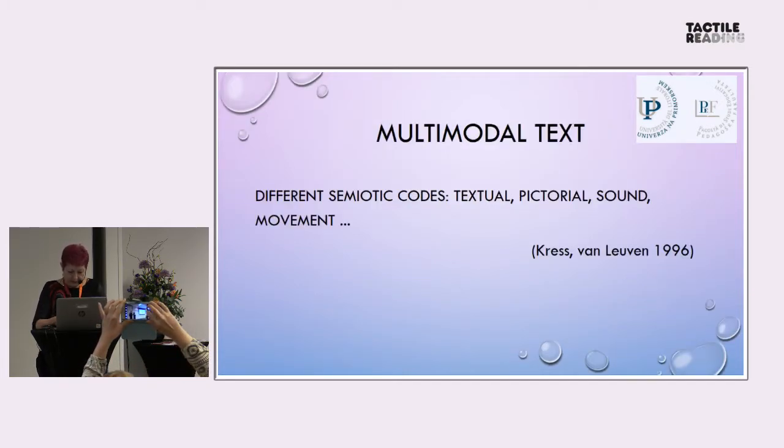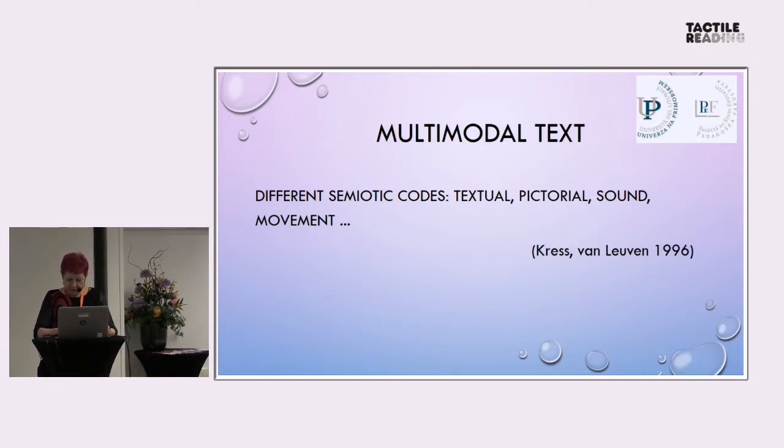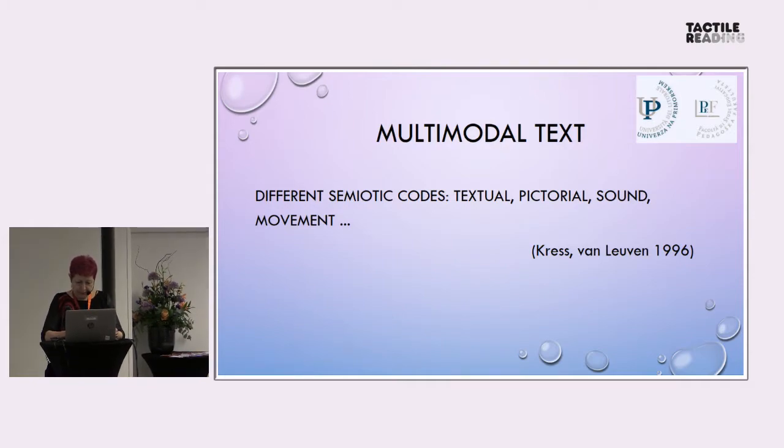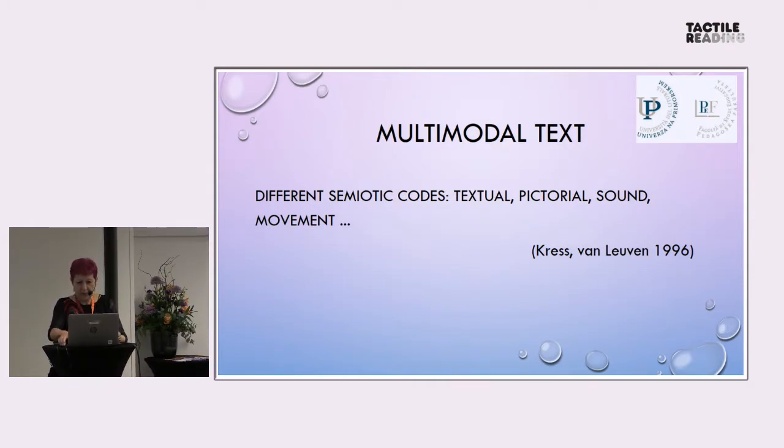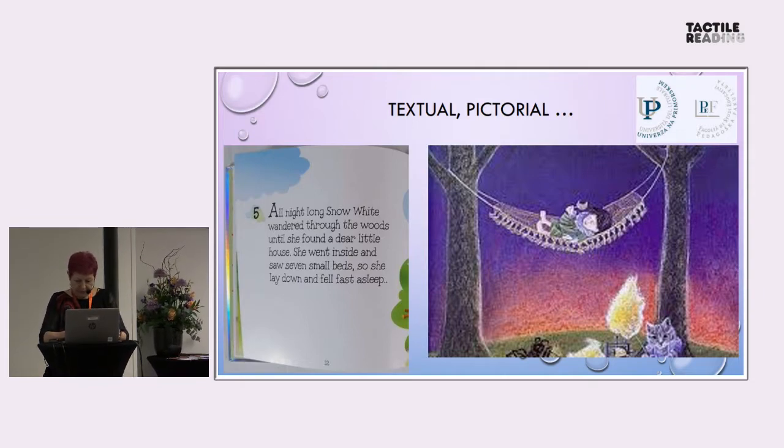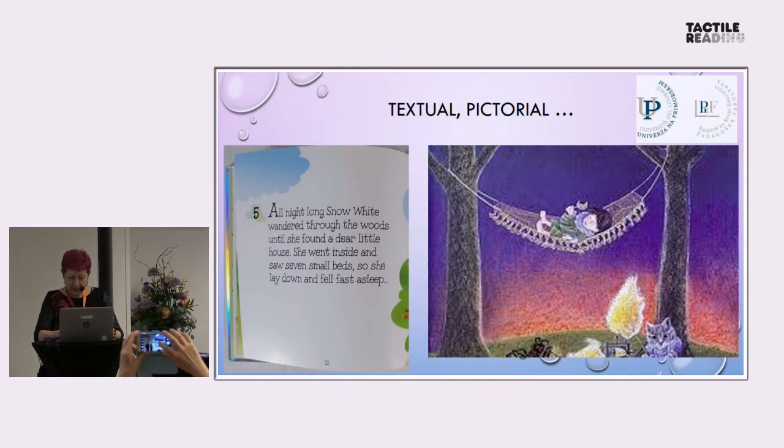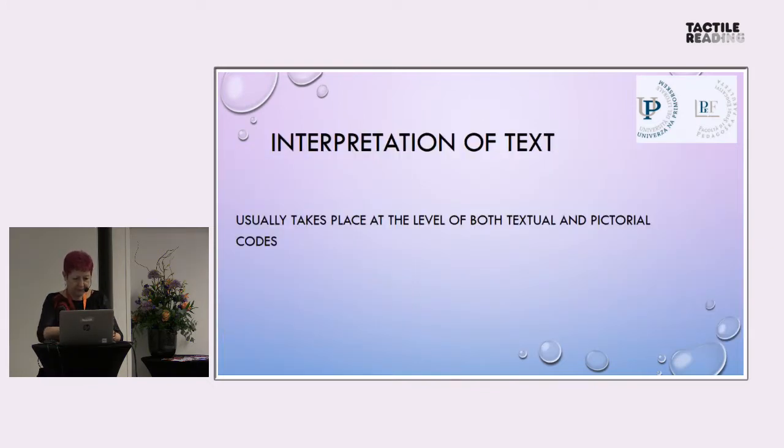According to Kress and van Leeuwen, a multimodal text is one in which different semiotic codes appear: textual, pictorial, sound, movement, and so on. An example of multimodal text is a picture book. It addresses the reader through text, verbal code, and image, visual code. The picture is an equal source of information, of course. Interpretation of text usually takes place at the level of both textual and pictorial code.